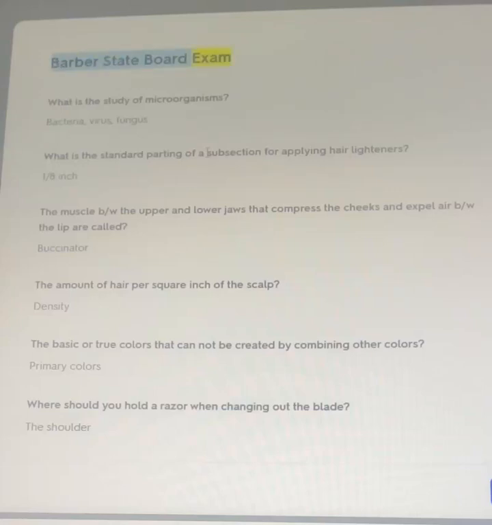Barber's state board exam. What is the study of microorganisms? Bacteria, virus, fungus. What is the standard parting of a subsection for applying hair lighteners? 1/8 inch. The muscle between the upper and lower jaws that compresses the cheeks and expels air between the lips is called the buccinator. The amount of hair per square inch of the scalp?